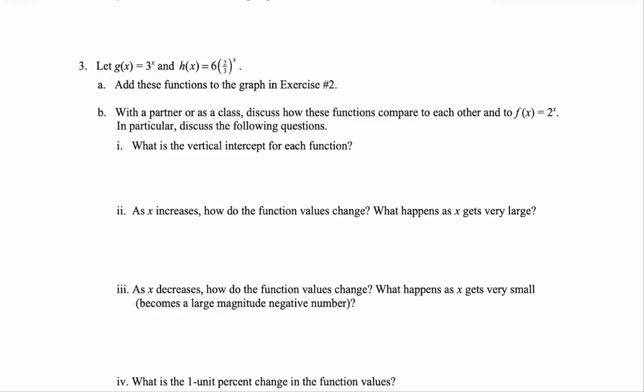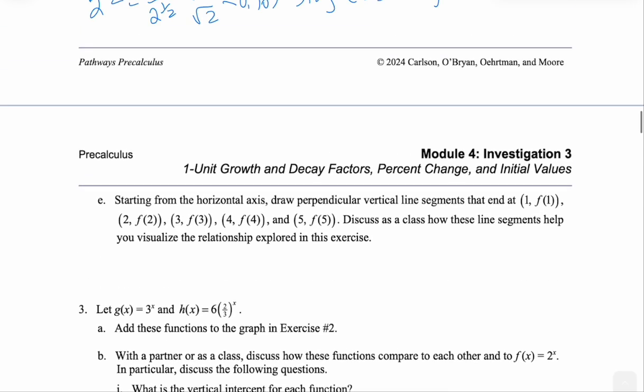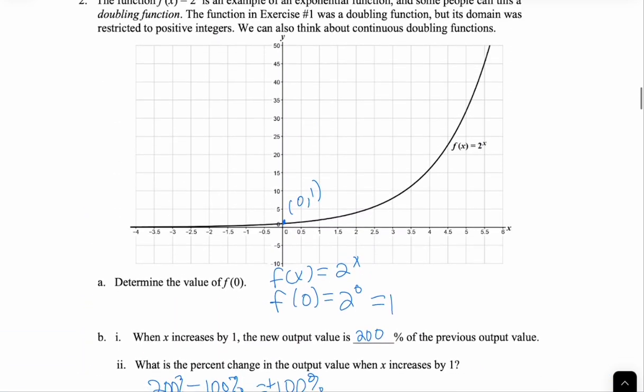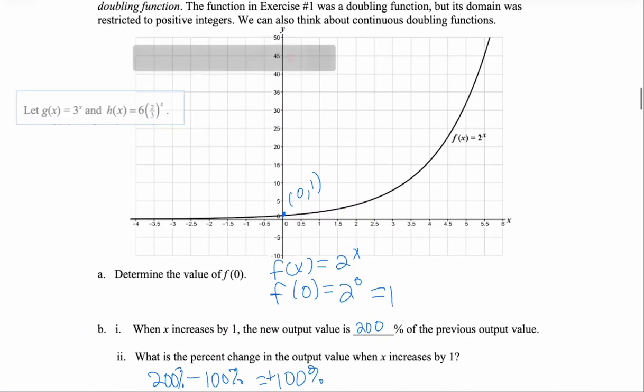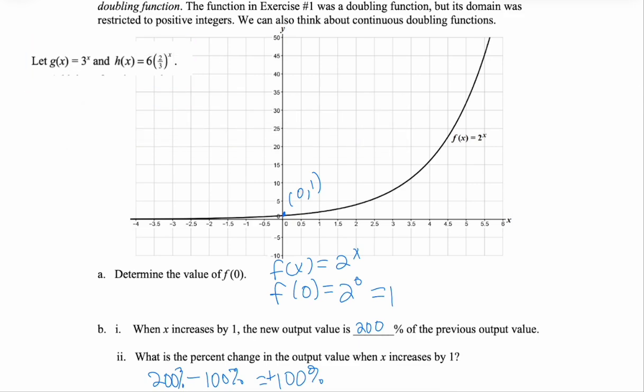And h of x has that 6 in front, so it's a little funky. But let's go back up to our graph. And let's add these functions to the graph, okay? So I'm going to make a table for each of them. So let's plug in -1, 0, 1, 2. Should be enough to get us there, okay?